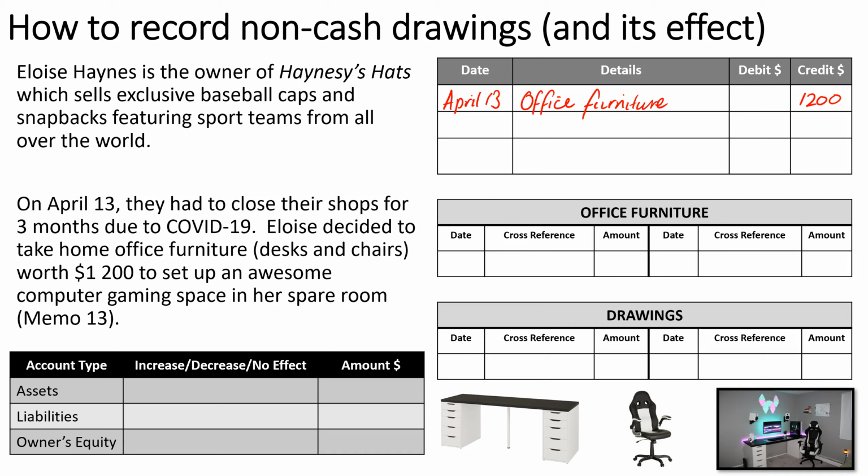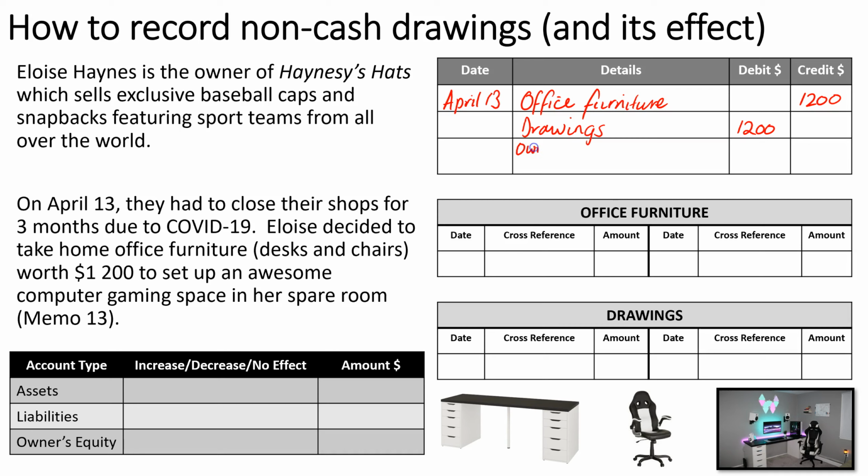Now the other account that's going to be affected is of course with the owner, and so when the owner takes something from the business, we know that that causes drawings. So this isn't drawings of cash, this is drawings of office furniture. So drawings as a negative owner's equity, when that goes up, that is going to be debited $1,200.